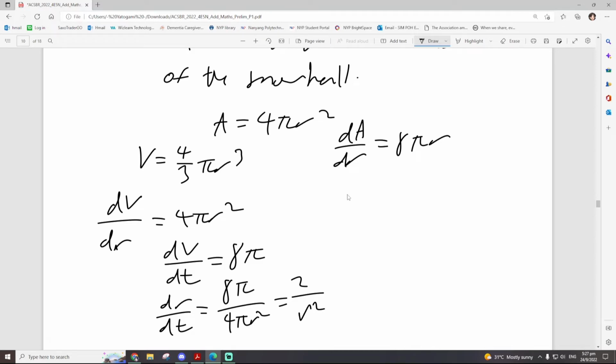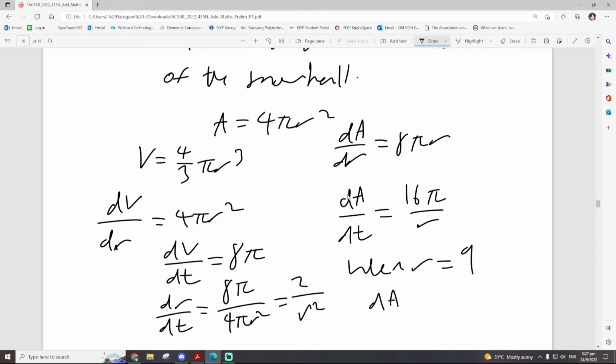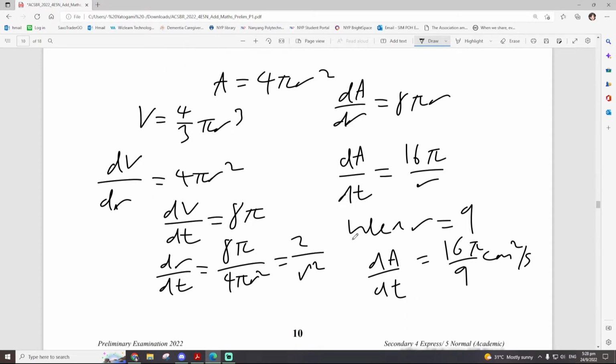Then at the same time, I can find dA/dt, which is dA/dr times dr/dt. So this is going to be 16 pi over r. When r equals 9, you have dA/dt simply equals 16 pi over 9 cm squared per second. This is the exact form. If you want, you can evaluate this.